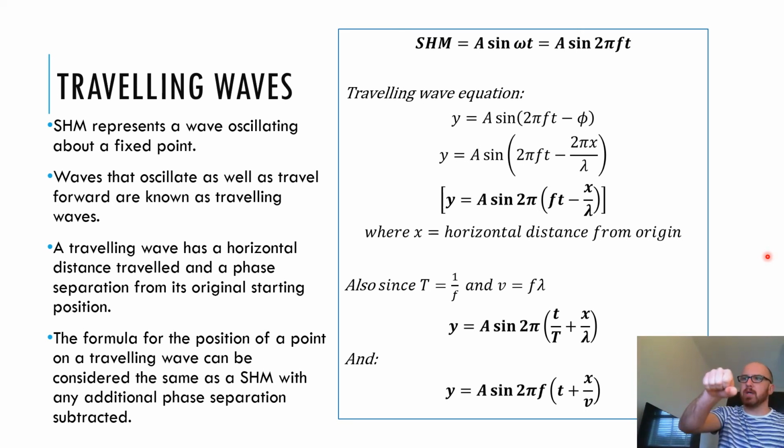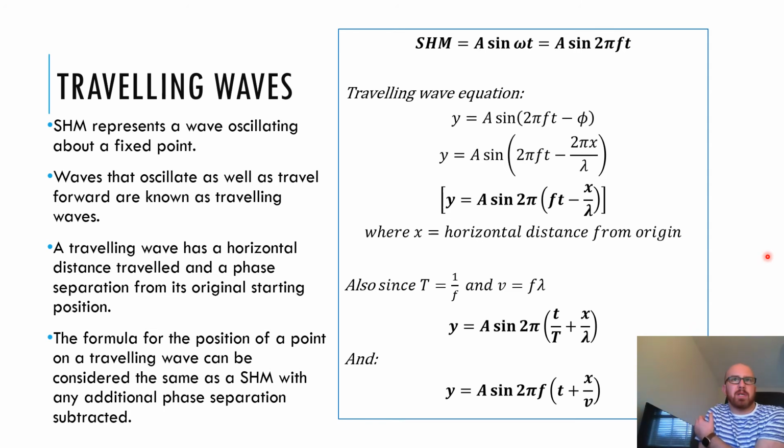So we have the bit that's going, I'll go this way. You have your wave oscillating up and down, simple harmonic motion formula, but they also move forward. So not only are they going up and down, but it's also going forward. So you get this motion here. So you think about a point on the wave, it's going up and down and also moving forward. So a travelling wave has a horizontal distance travelled and a phase separation from its original starting position. So if you think about the starting position is here, and as the wave moves forward, it is a phase separation from here to whatever it is. And it also has its distance travelled.